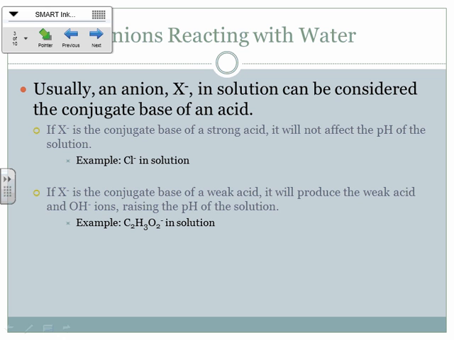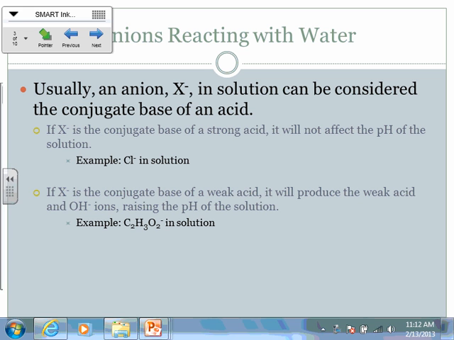Most of the time when you have an anion, it's negatively charged, so it makes sense that it's going to take a hydrogen from water, because then it will have less of a charge. The negatively charged thing is going to be more attracted to the positively charged hydrogen. So the negative ions in the salts typically are the ones that act like bases. Now here's the thing: if X minus is the conjugate base of a strong acid, it's not going to affect the pH.